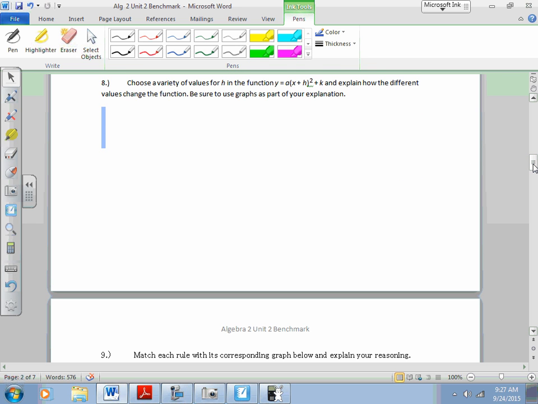Choose a variety of values for h in the function y equals a times (x plus h) squared plus k, and explain how the different value changes the function. Be sure to use graphs as part of your explanation. Let's go to this one right here. So first thing I want to do is I want everybody to write this down. Y equals x squared. Everybody graph y equals x squared on your graph calculator.